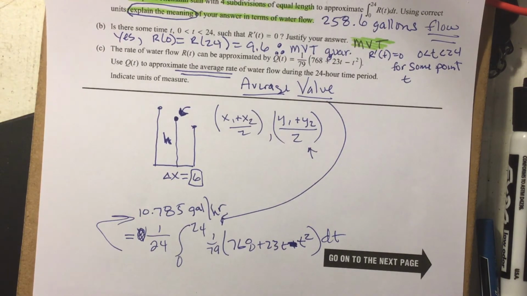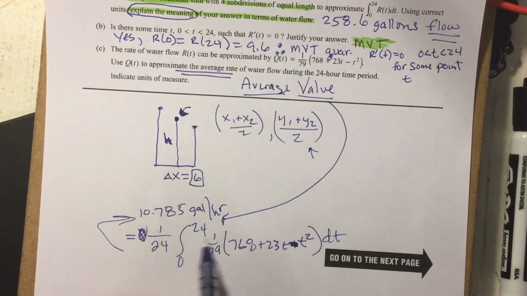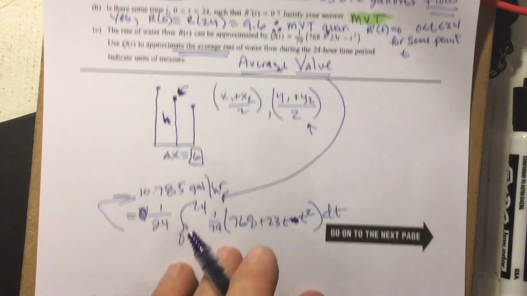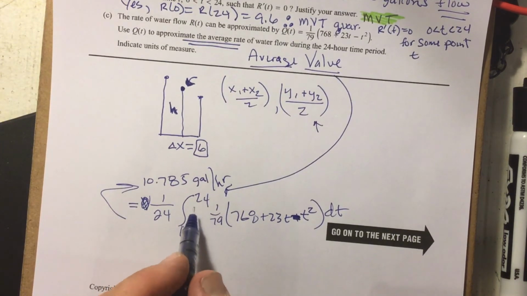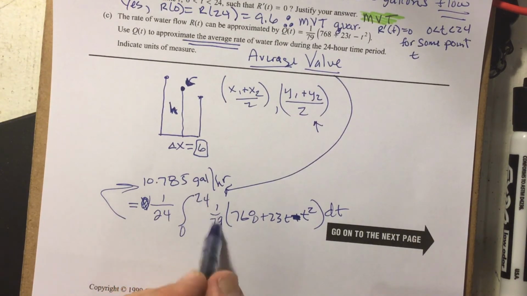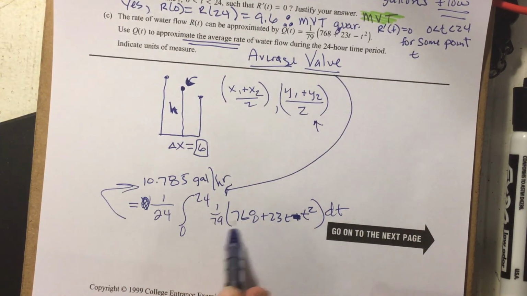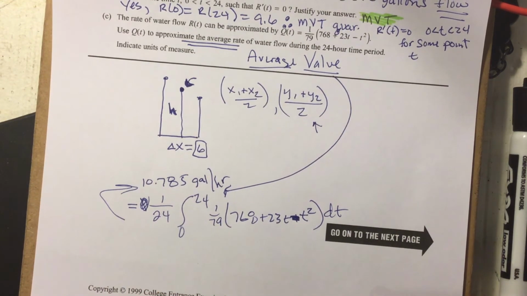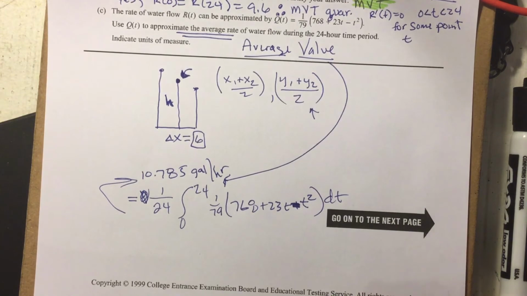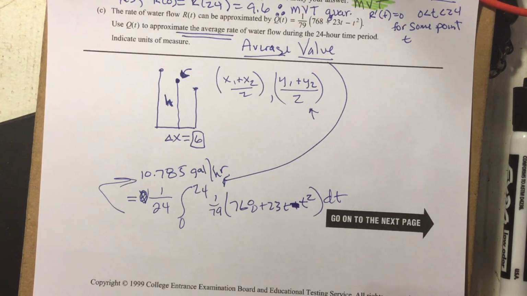I need help on part C. I don't understand how you get 10.785 gallons. Are you using the calculator to just plug this in? Well, when you use the calculator, you're going to have to utilize this piece and then take the integral of that to 24 and times it by 1/24. So it all depends on how you plug it into the calculator, and I don't have mine with me.